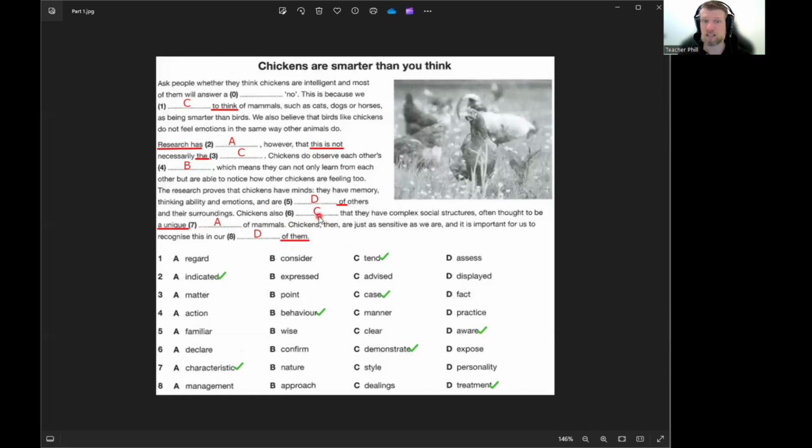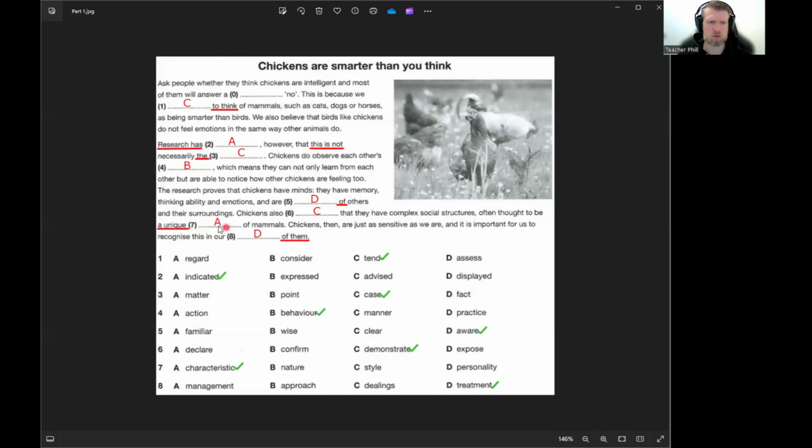Number 6, I chose C, demonstrate, because I guess chickens cannot declare anything. Like you can declare something with words. They also don't confirm anything, which would mean they signal that they agree. And they can also not expose things. I guess demonstrate here has the best meaning, plain and simple.